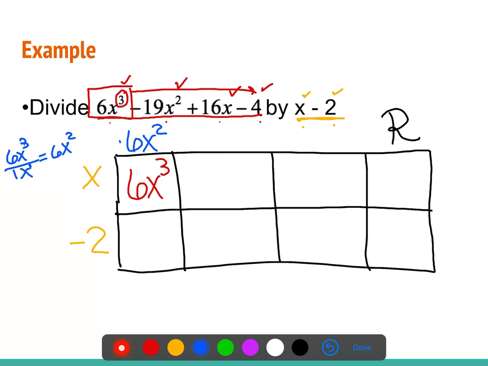Another way to think of it is, what could I times x by to get 6x cubed? Well, 6x squared times x would make 6x cubed. Then I take the 6x squared up there, and I'm going to multiply it by the bottom, which is a negative 2. So 6 times negative 2 is negative 12x squared.